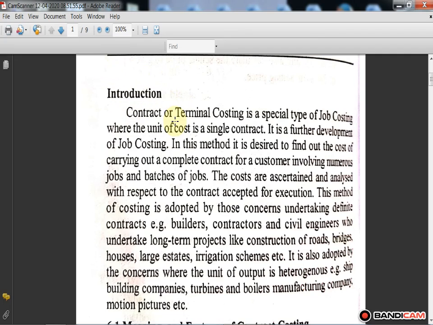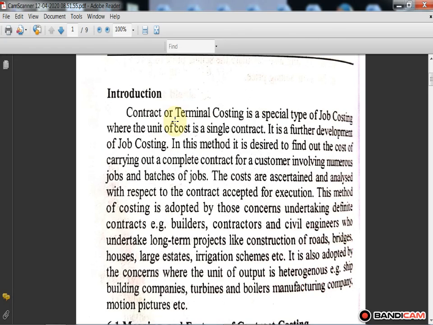Contract or terminal costing is a special type of job costing where the unit of cost is a single contract. It is a further development of job costing. In this method, it is desired to find out the cost of carrying out a complete contract for a customer involving numerous jobs and batches of jobs. The costs are ascertained and analyzed with respect to the contract accepted for execution.